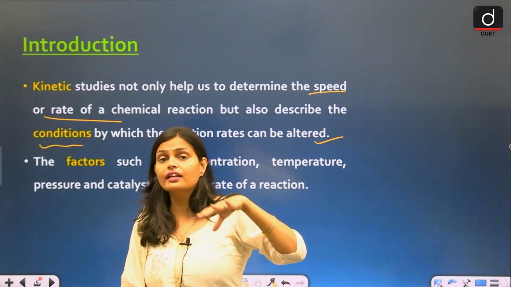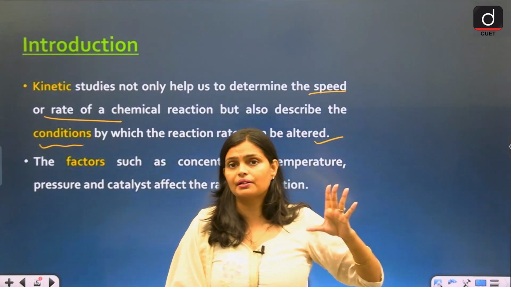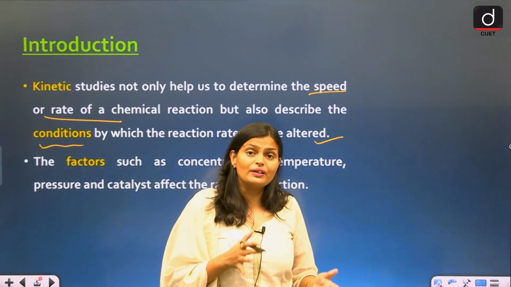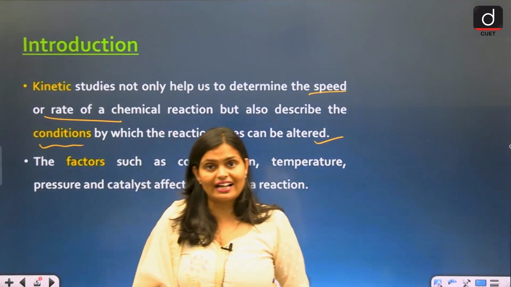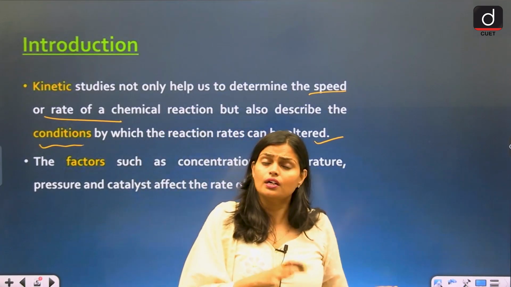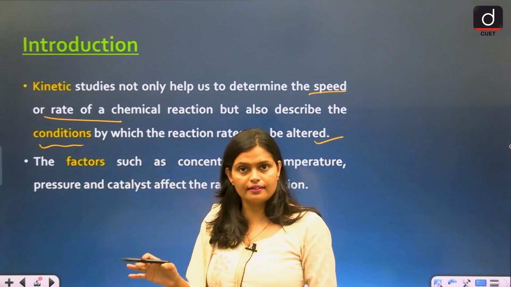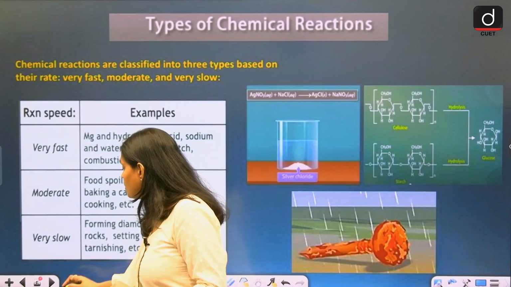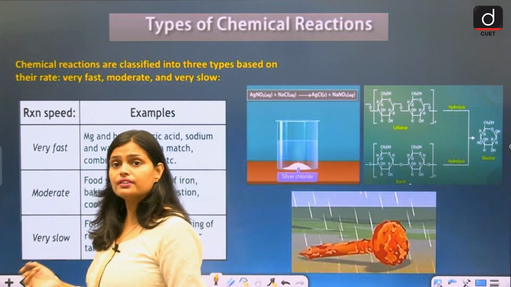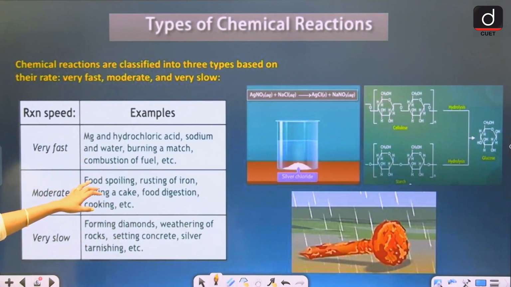Similarly, in chemical kinetics, we are not going to understand only the speed of chemical reactions, but also a few factors which alter the rate of reaction: why some reactions take place faster, why some reactions occur slower. So we are going to discuss all those factors also in kinetics.